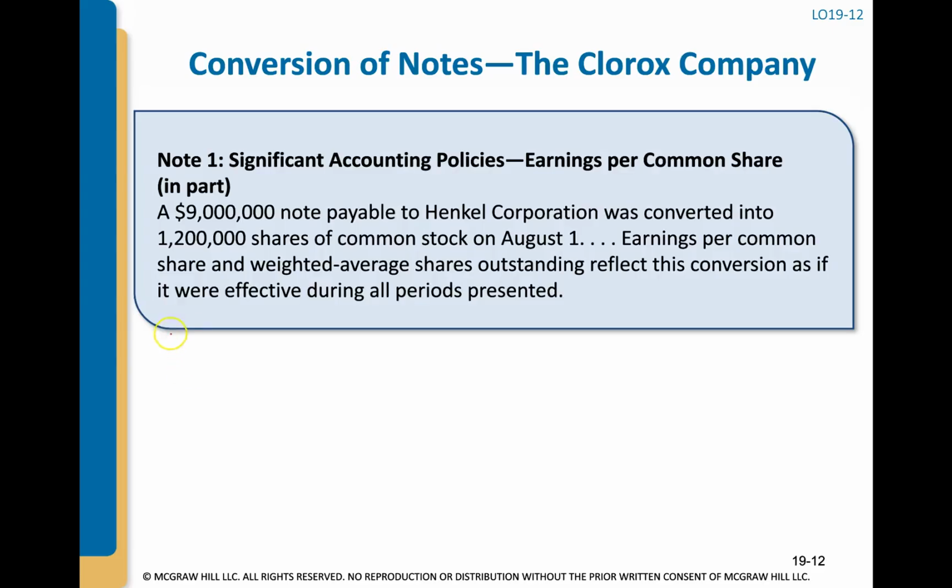And here's just a footnote that was in the Clorox company's financial 10K. It says a $9 million note payable to Henkel Corporation was converted into 1.2 million shares of common stock on August 1, and earnings per common share and weighted average shares outstanding reflect this conversion as if it were effective during all periods presented. So basically, it's saying that this note payable, which is kind of like a bond payable, was converted on August 1, but when we're doing our earnings per share calculations, it's reflected as if it happened at the beginning of the year.